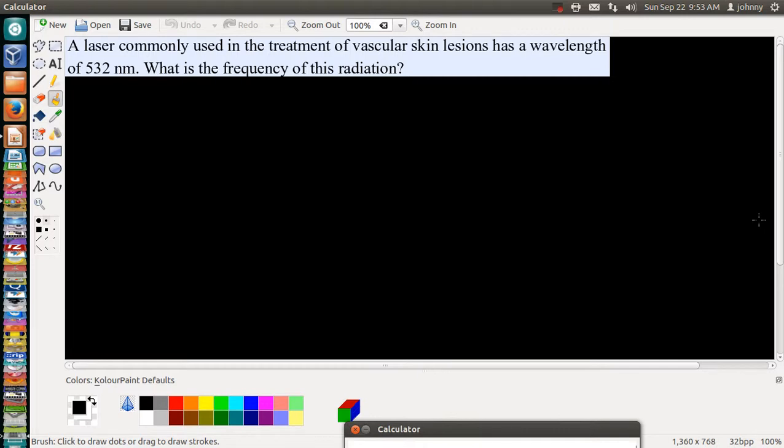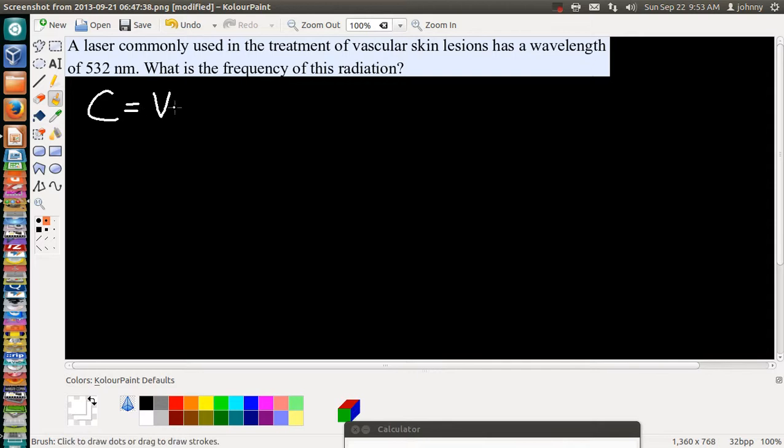Alright, but anyway, go ahead and try to work this problem out. So, basic things that you need to know. You need to know the following. C equals V times lambda. Now, the V itself is the frequency, and the lambda there is the wavelength. And that's what we're going to have to move around and deal with to get the frequency by itself.